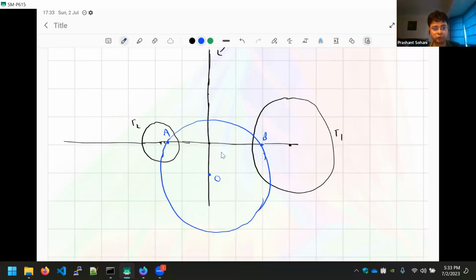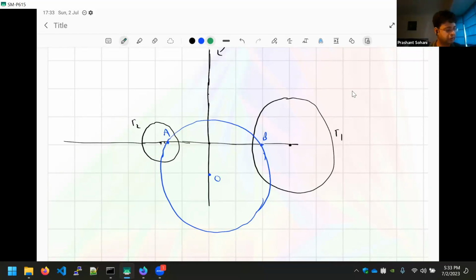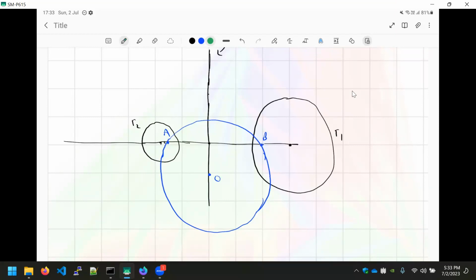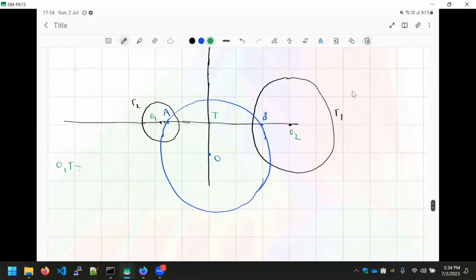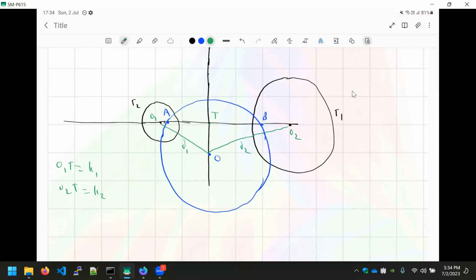So firstly, has anybody already shown this result? Sir, we can do it without coordinate geometry too. Yeah, we can do it without coordinate geometry. That is correct. So how do we start? Can you name the point of intersection of the horizontal and vertical line? This point. Okay. So let O1T be K1 and O2T be K2. And let O1O be D1 and O2O be D2. So can we call them D1 and D2 just for symmetry? Yes.